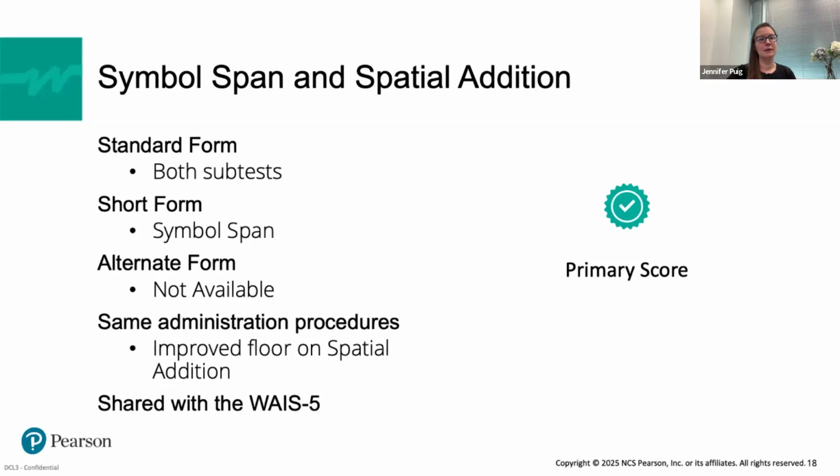All right, next we have the visual working memory subtests. Symbol span and spatial addition are the 2 visual working memory subtests in the WMS-5 battery. Both of the subtests are available on the standard form, and symbol span is available on the short form. Neither of these subtests are available on the alternate form.